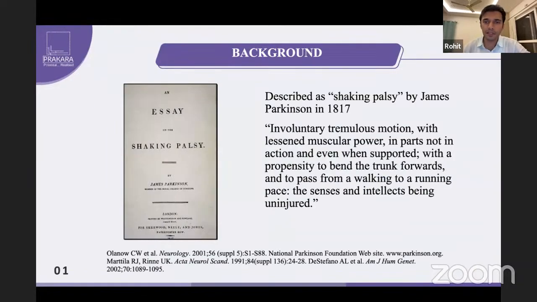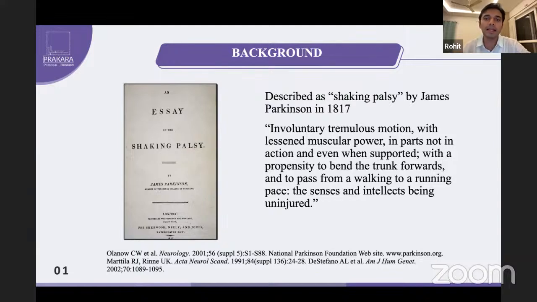So Parkinson's disease was first described in the year 1817 by James Parkinson. It was such a beautiful description. He summarized the entire clinical features of Parkinson's disease in these two, three lines. So let us go through that. Each word here is important because it describes very important clinical features that are associated with Parkinson's disease. So James Parkinson described it as involuntary tremulous motion with lessened muscular power in parts not in action and even when supported, with a propensity to bend the trunk forward and to pass from a walking to a running pace, the senses and intellects being uninjured.